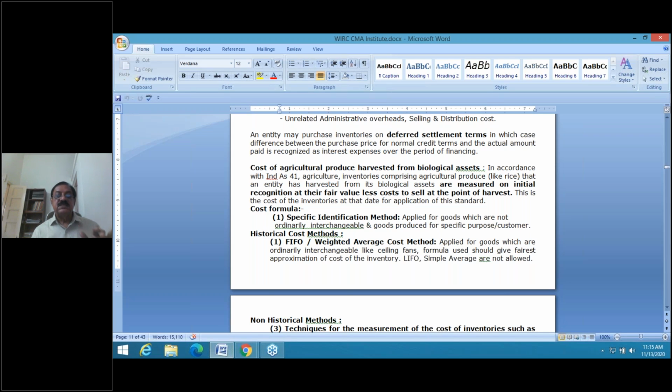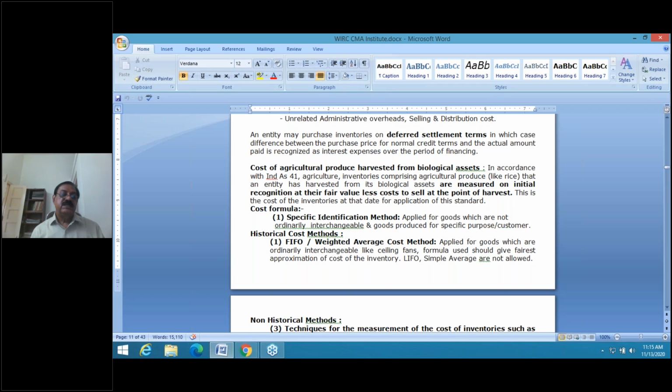Otherwise, this agriculture produce, if there is inventory after harvesting, comes under AS 2. Till harvesting, it comes under Ind AS 41. But once it is harvested, it comes under this. But measurement will be at NRV.